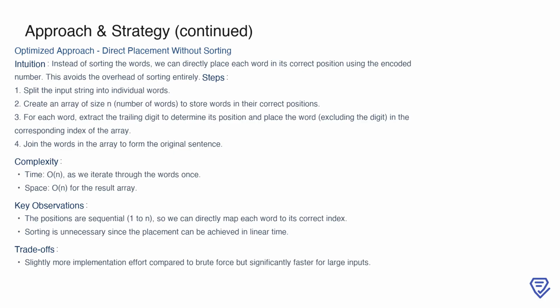The process starts similarly by splitting the input string into individual words. Then, we create an array of size n, where n is the number of words, to store the words in their correct positions.